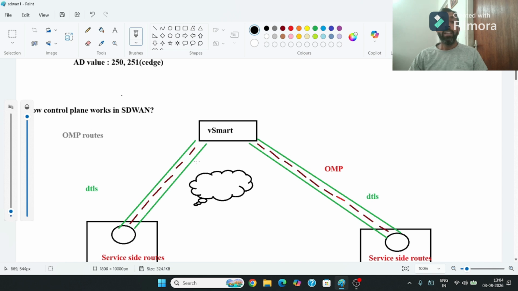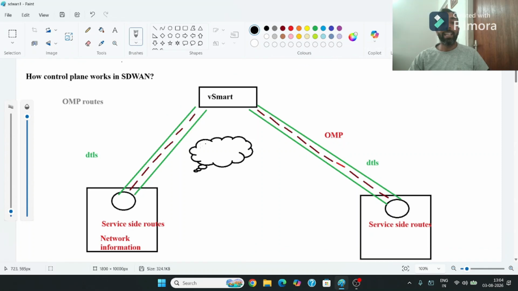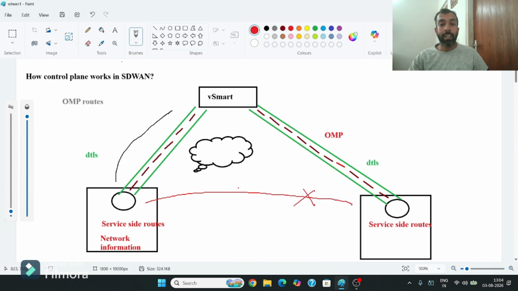Now, why vSmart controllers? Basically, we want to reduce the control plane complexity in the SD-WAN network. To reduce that complexity, all the routers which are part of your fabric will only create neighborship with the vSmart controller. Which neighborship? OMP neighborship. Yes, that's correct. The routers are not going to make neighborship with one another in the SD-WAN network. This is how the complexity of the control plane will be reduced.